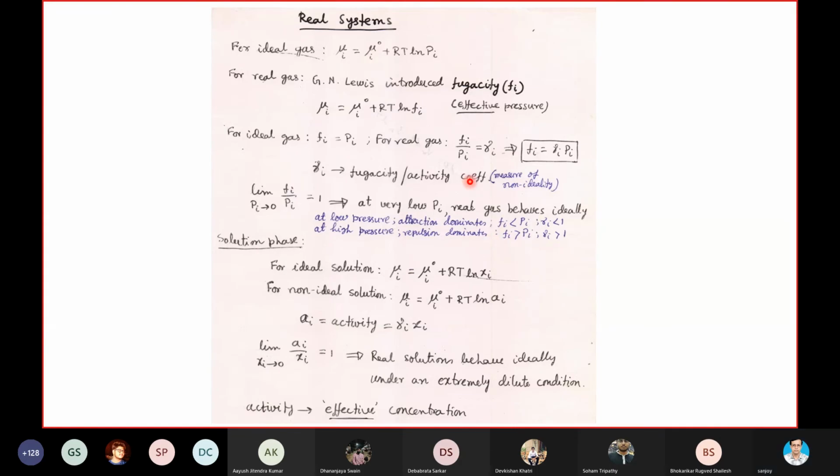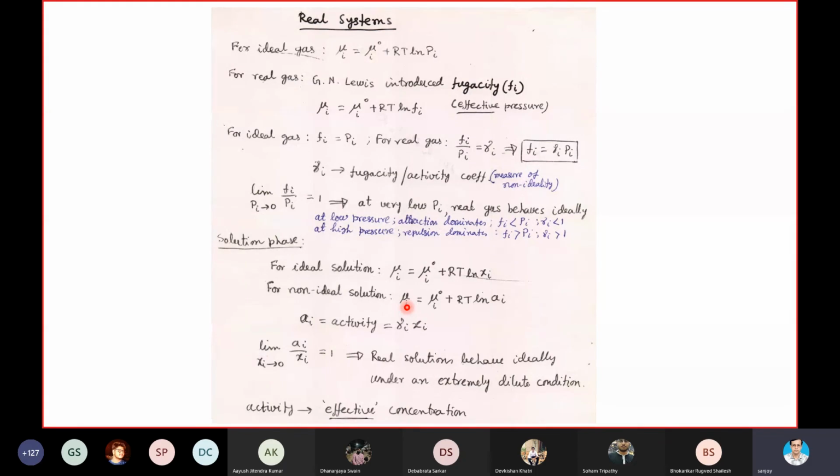So I will stop here for today, but we will not go into further detail of real systems because we don't have the scope now. We will just introduce these. I thought of defining these coefficients, the fugacity and activity coefficients, and what the effective pressure and effective concentration or activity are, so that we know that we will be using these in the equilibrium that we talk about next class.